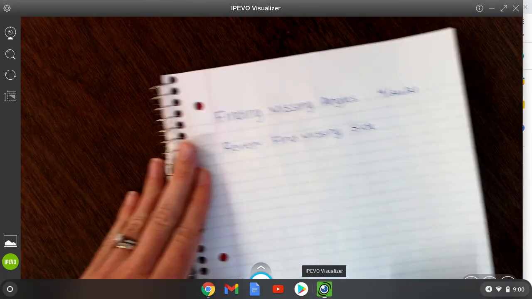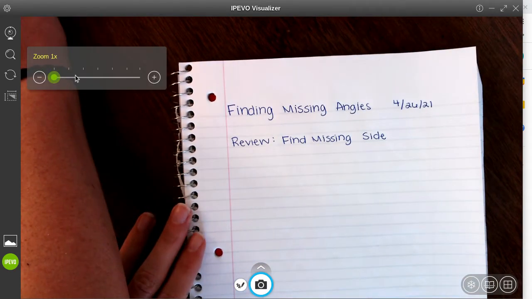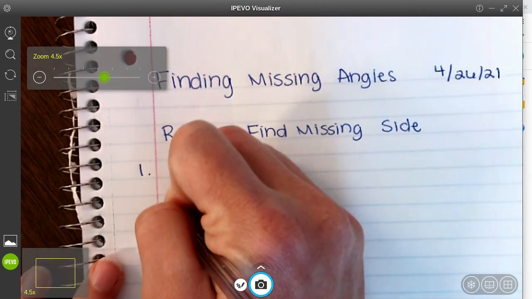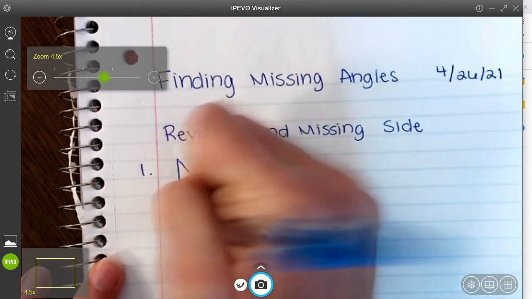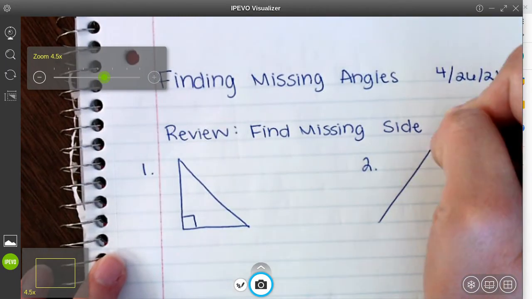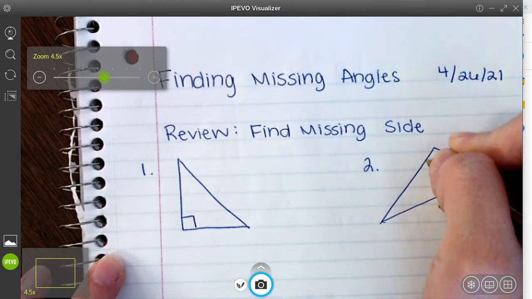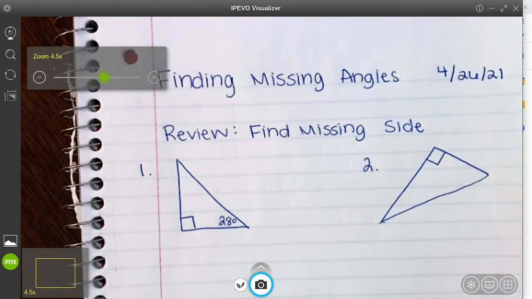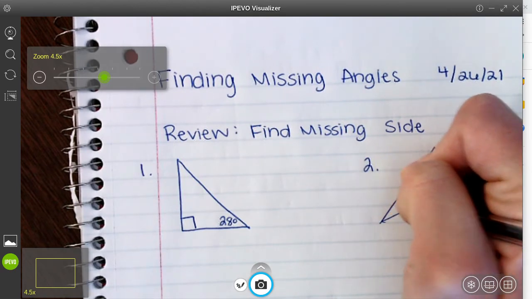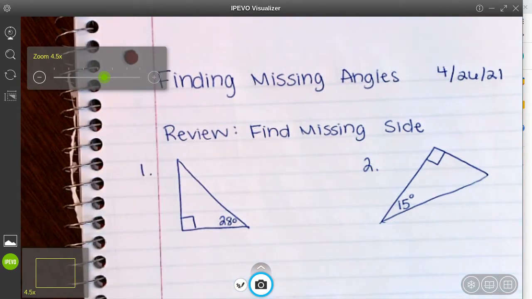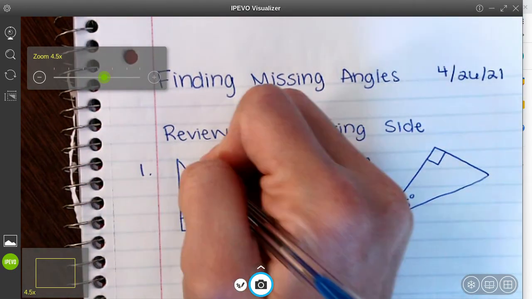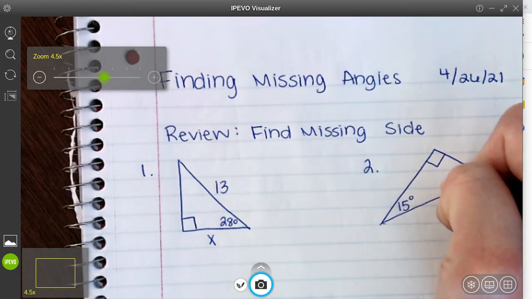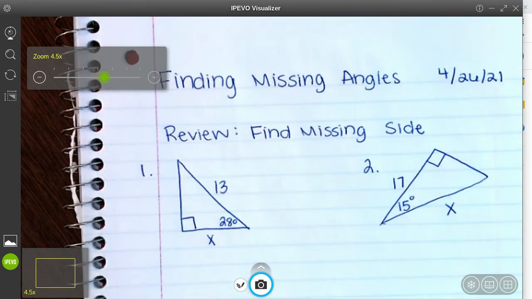All right, so before we go to finding missing angles, I do just want to quickly review how to find the missing side. So let's draw those real quick.